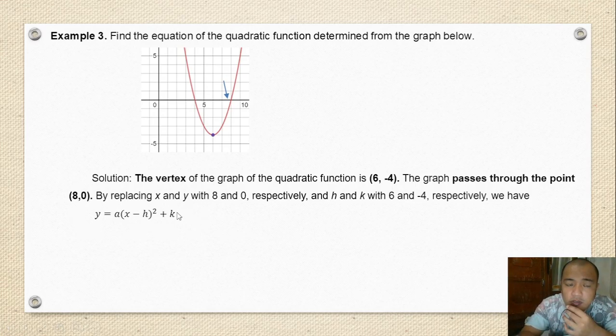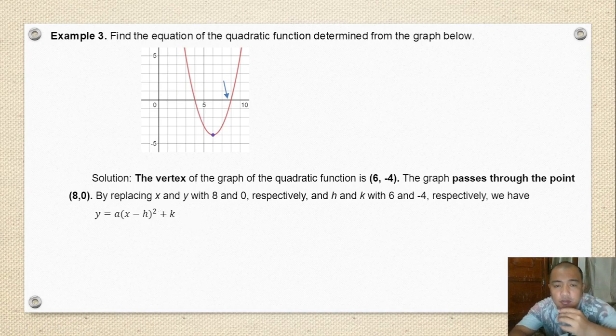If the vertex is 6, negative 4, h is 6, k is negative 4. And since it passes through the point 8, 0, we can replace x by 8 and y by 0. Okay, so x is 8, y is 0, h is 6, k is negative 4. Substitute in the vertex form of the quadratic equation. From that, we can solve for the value of a. Our goal here is to solve for the value of a.